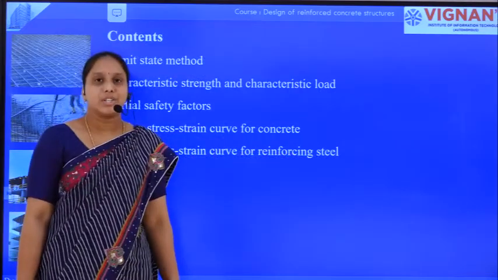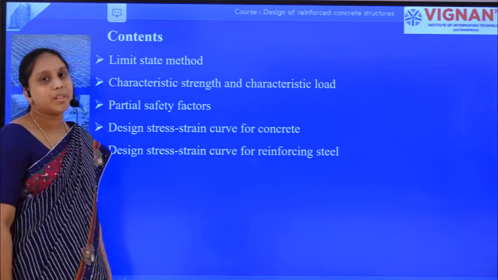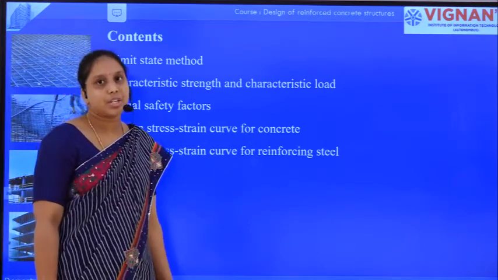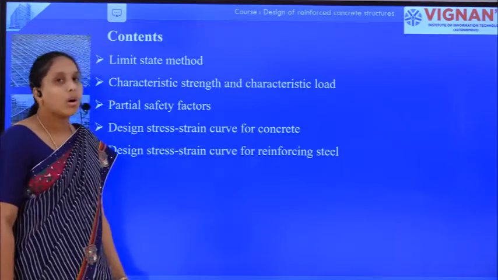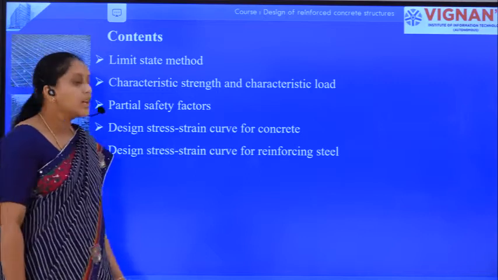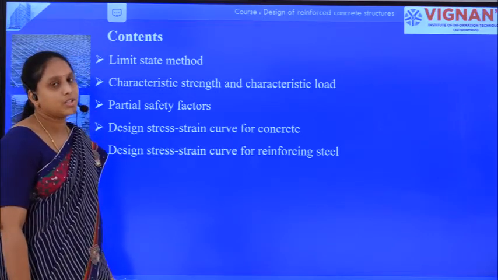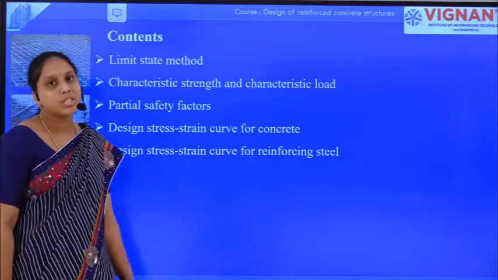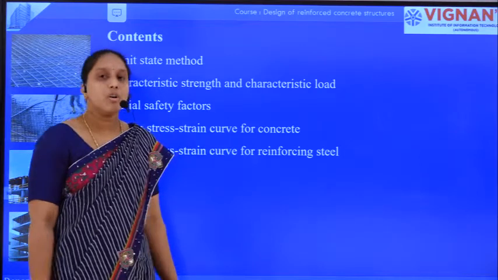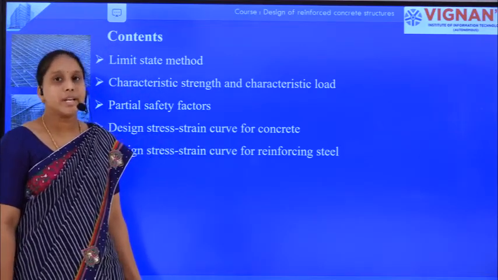In today's lecture, we are going to discuss the limit state method, what is meant by characteristic strength and characteristic load, what the partial safety factors are, the design stress-strain curves for concrete and the design stress-strain curve for reinforcing steel, which are given in IS 456 2000. So first let us get started with the limit state method.